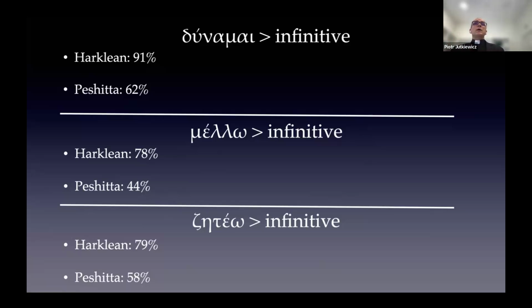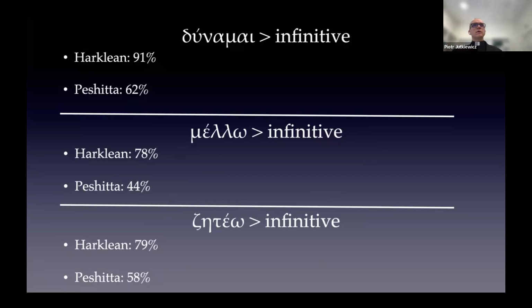For dynamai, we have the infinitive in the Harklean version used in 91% of instances, while in the Peshitta in 62%. For mello, with infinitive, there is 78% agreement in the Harklean and 44% only in the Peshitta. For zeteo, with infinitive, respectively, 79% and 58%.